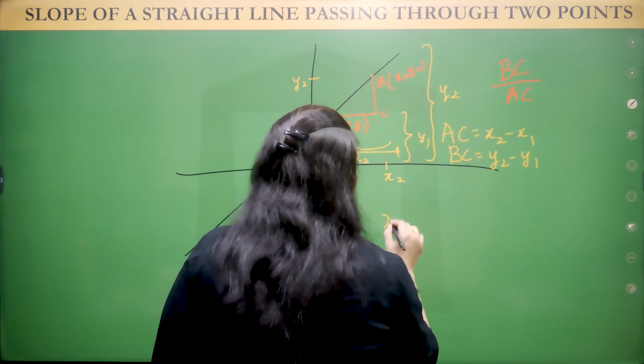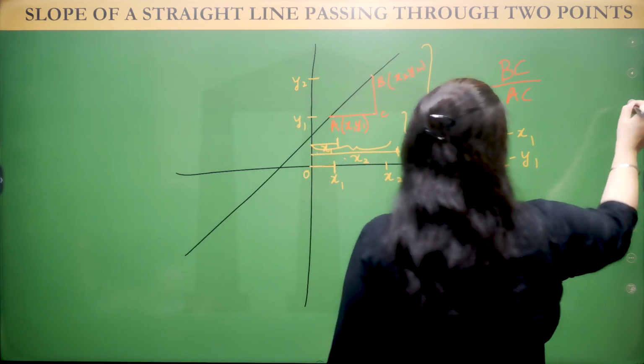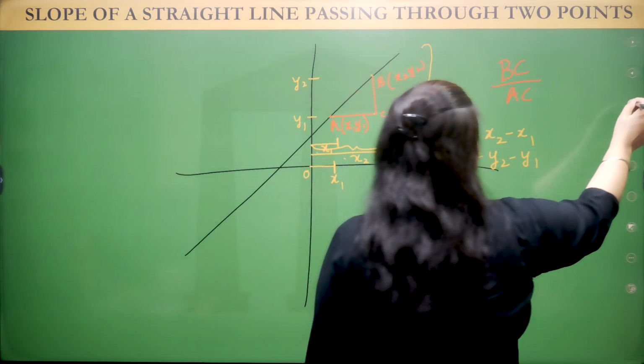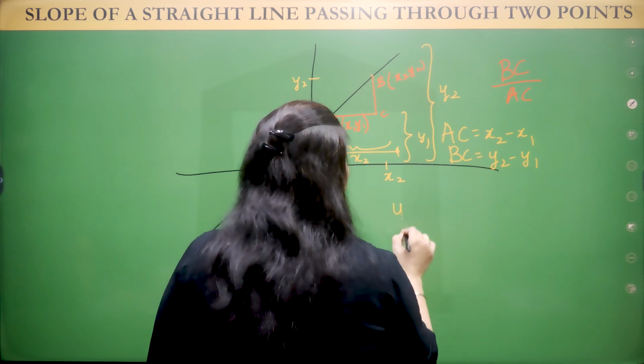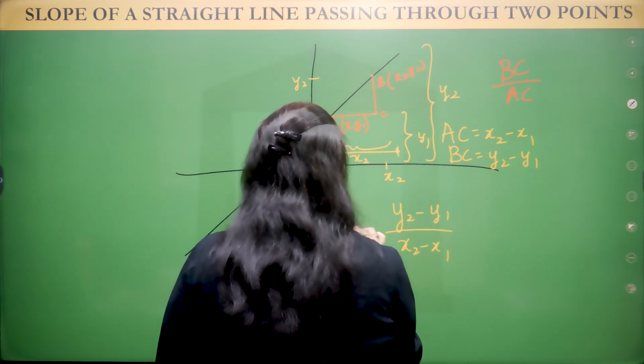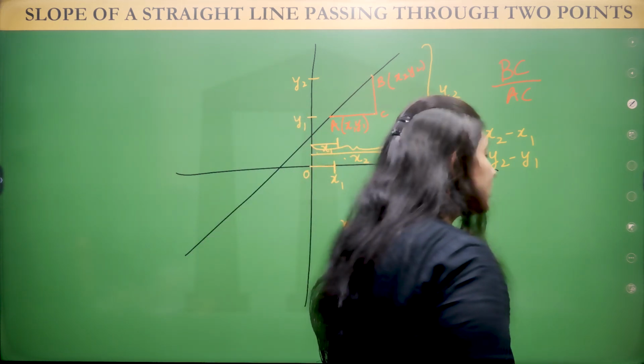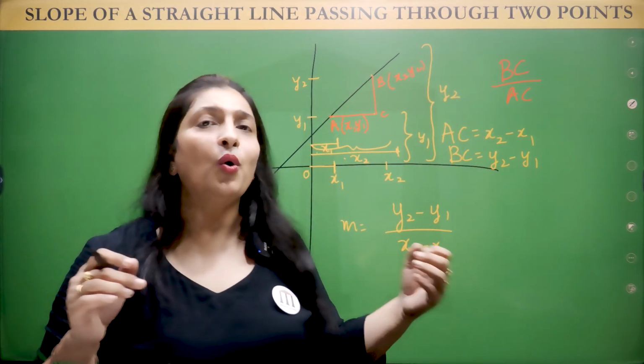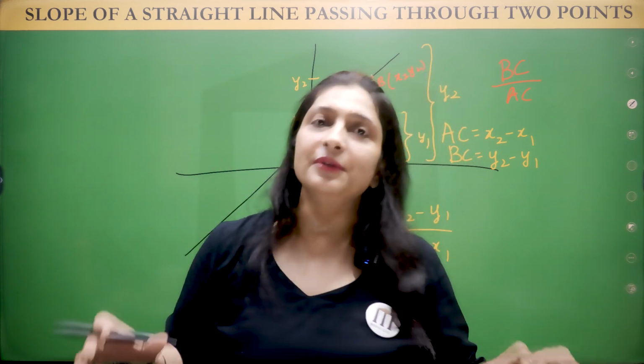So we are going to put the values. We'll get y2 minus y1 by x2 minus x1. BC is y2 minus y1, and AC is x2 minus x1. So y2 minus y1 by x2 minus x1 is the slope, which is the difference between the ordinates by the difference between the abscissa.